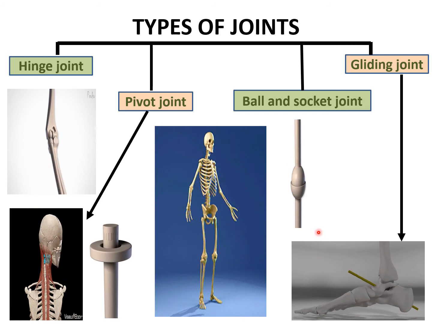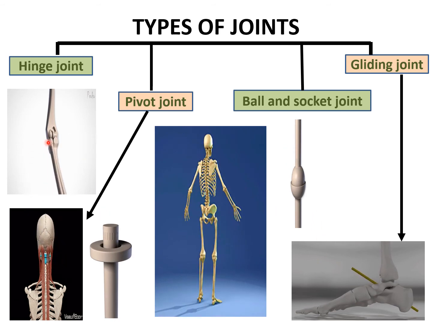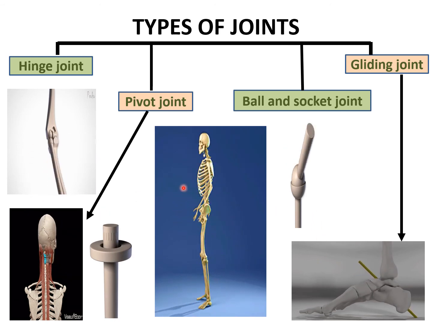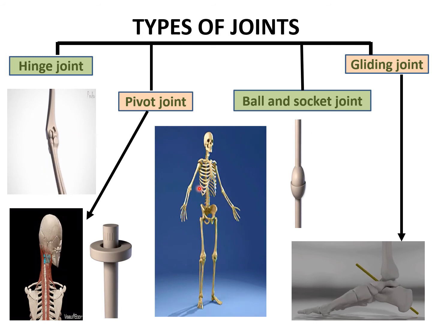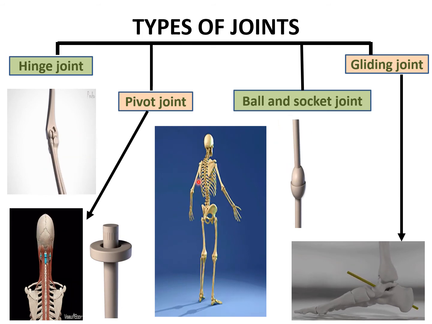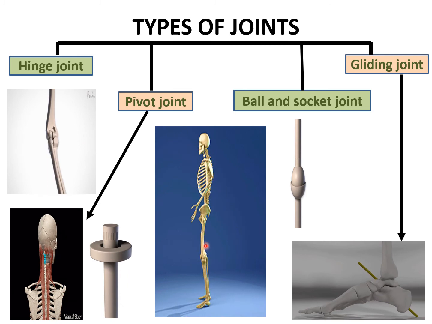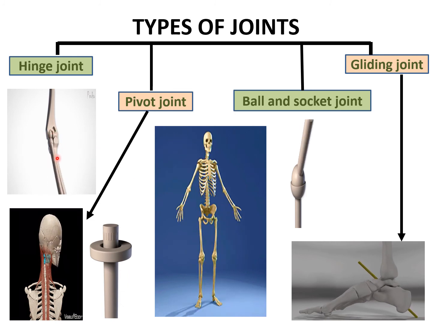So you can see here all four types of joints. Hinge joint is found here in the upper arm and the lower arm, center of this elbow. Here elbow and knee. In both the places you will find this hinge joint.